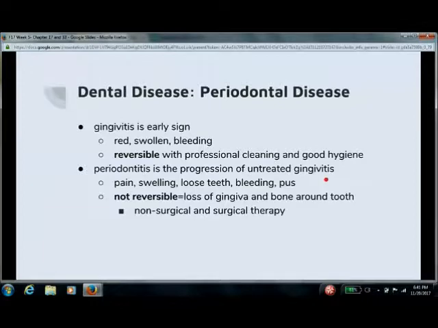Periodontitis, which is inflammation of the periodont. Does anybody remember their terminology there? Inflammation of the area around the tooth is the progression of gingivitis. So when gingivitis isn't treated, it can turn into periodontitis, which is not reversible and causes loss of gum, loss of bone, and eventually loss of tooth.